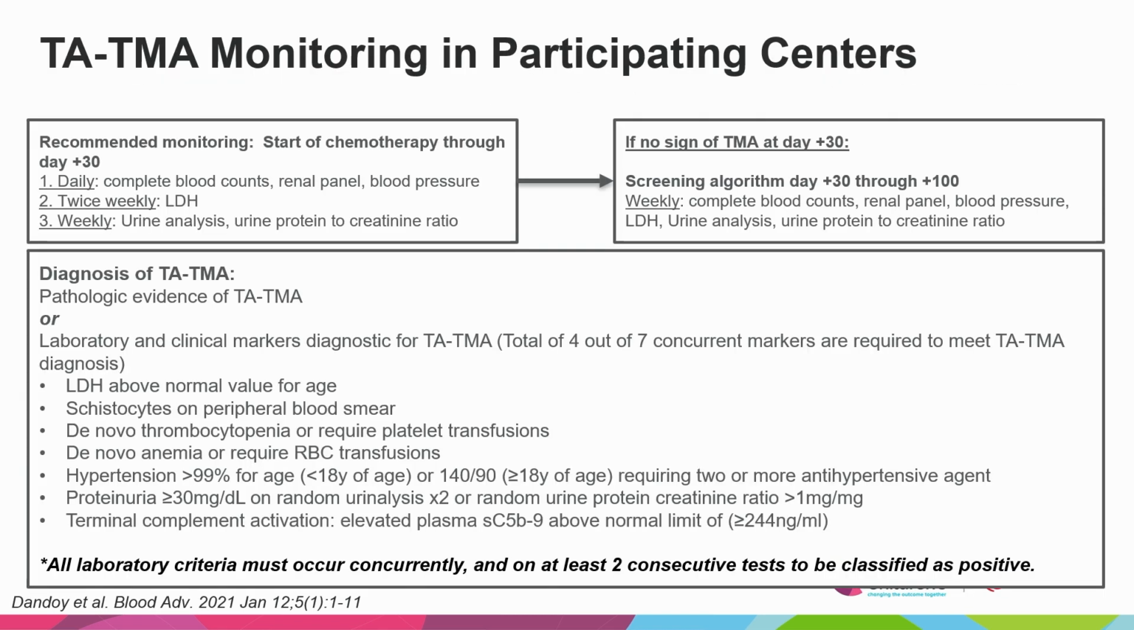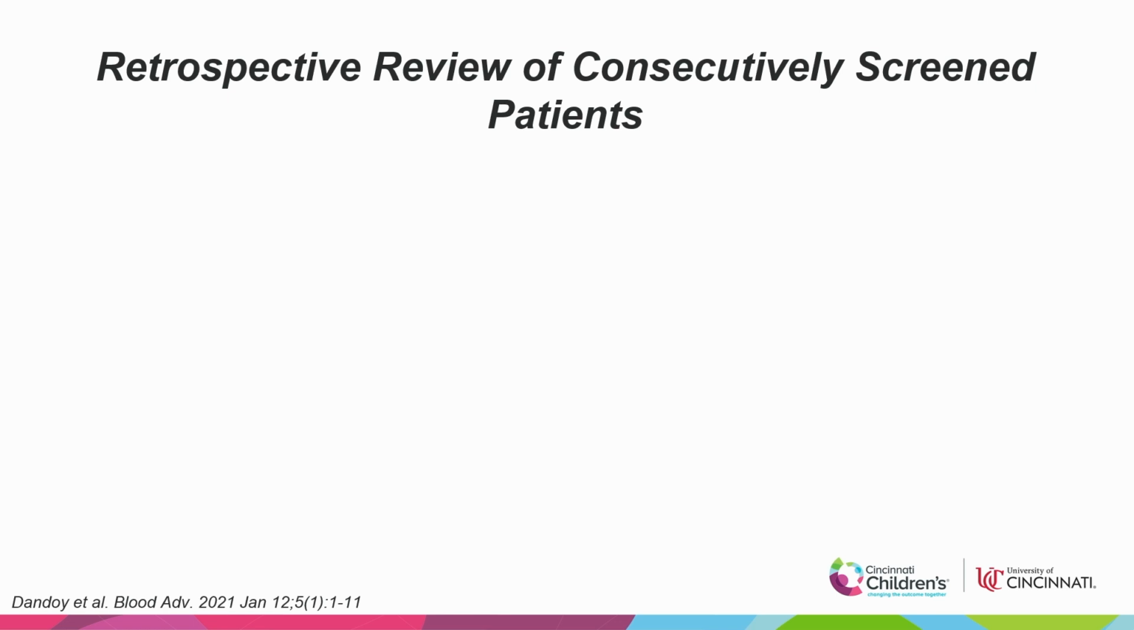And then what was important is these had to concur. To meet diagnostic criteria of TMA, not only did you have to have 4 of the 7 criteria or pathologic biopsy shown TMA, you had to have 4 of the 7 criteria, but it had to happen concurrently, and it had to happen on 2 separate occasions. Okay, and then we did a retrospective review.